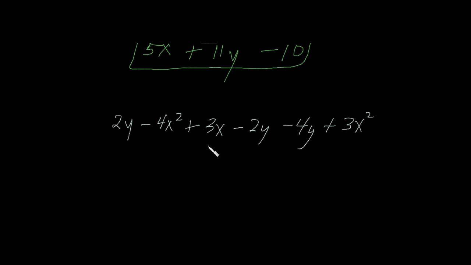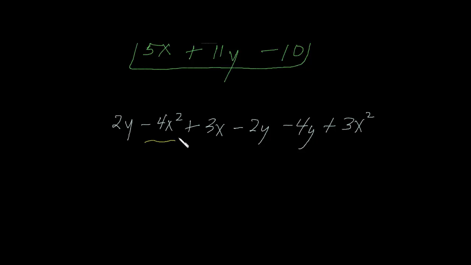In terms of terms, we have 1, 2, 3, 4, 5, 6 terms in this expression. We don't need them all. Some of them are alike, and therefore we're going to combine the like terms. We don't have to, but more often than not in algebra we go in descending order of powers. We're going to do that in this case, though it's not mandatory.